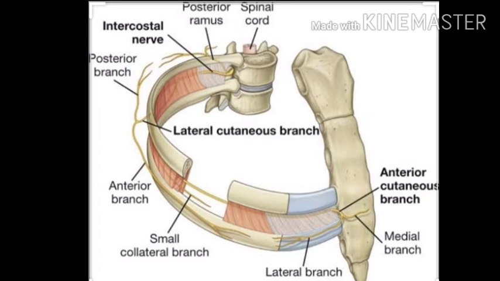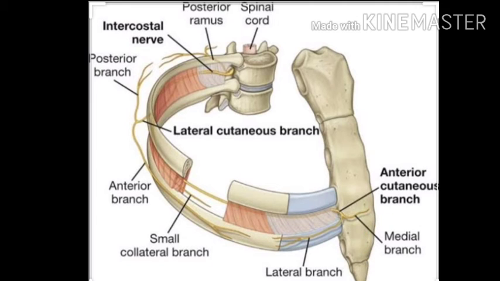The branch of the intercostal nerve that lies between the intercostal muscles gives off a small collateral branch, and the other main branch moves forward and gives a branch which is known as the lateral branch. The lateral branch and the anterior branch of the lateral cutaneous branch anastomose with each other. There is also another branch, the anterior cutaneous branch, that has a branch known as the medial branch that supplies the sternum.